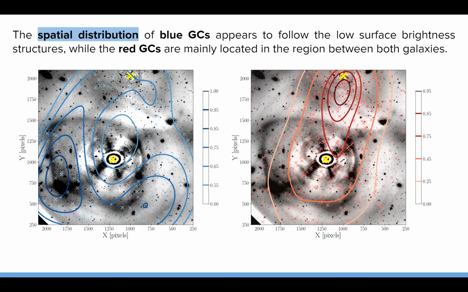Do you have any way to test whether those clusters maybe formed at the same time as the shell? I mean, not earlier, formed later. It would be weird for blue globular clusters to form later because they are very poor in metals. So usually you would expect them to be older.